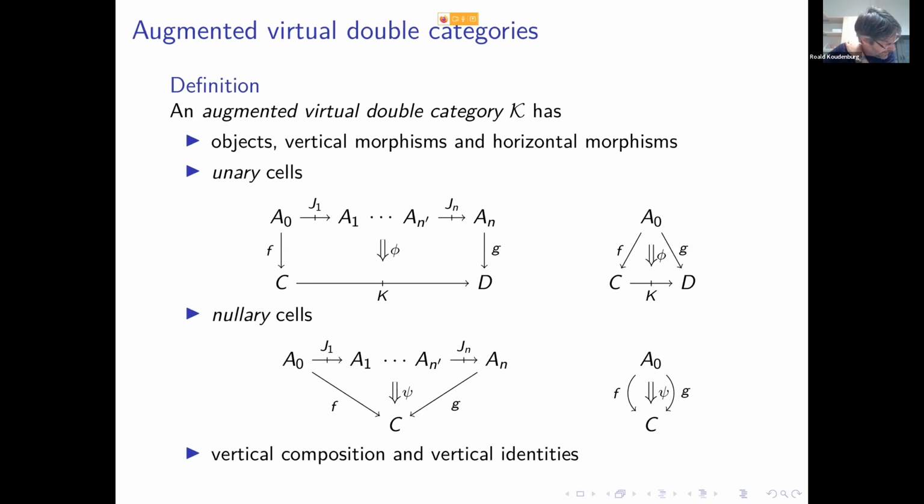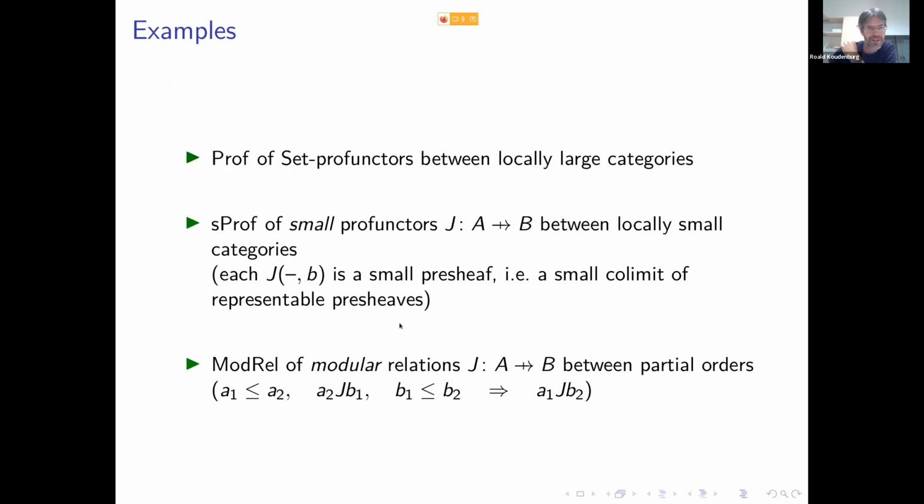So, right. At first, I called these hyper-virtual double categories, but then Bob Paré suggested augmented, which is nicer, right? So yes, this notion of augmented virtual double categories is that of virtual double categories, but then augmented with these nullary cells, right? So that is, I'm happy with that term. So now we know the definition.